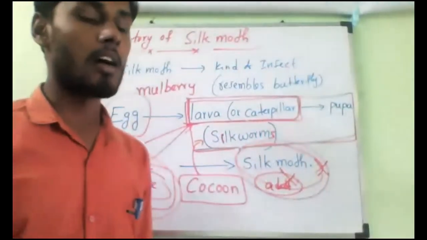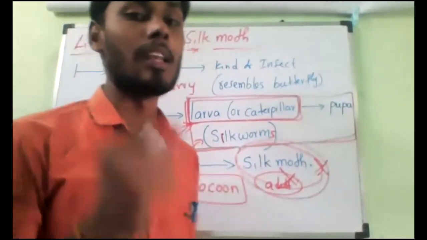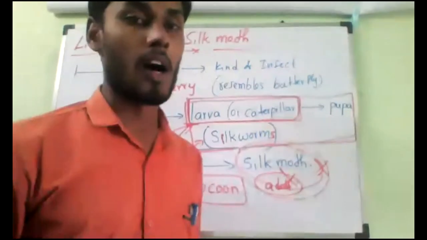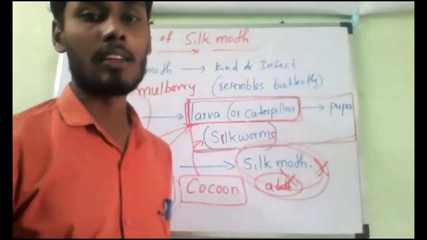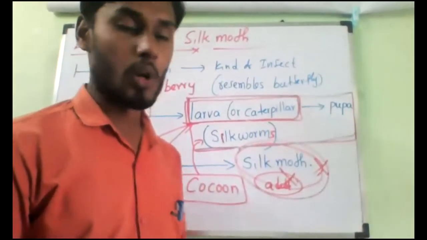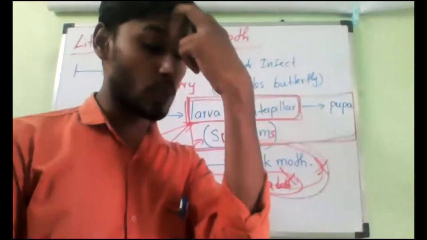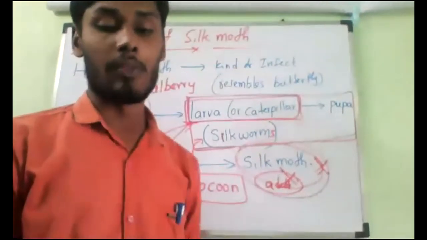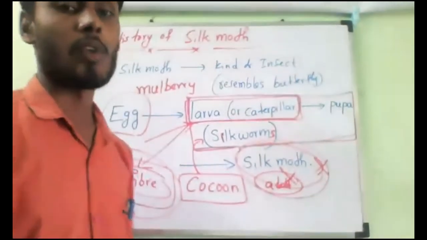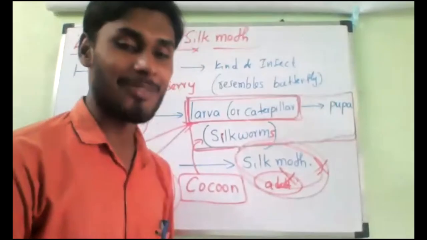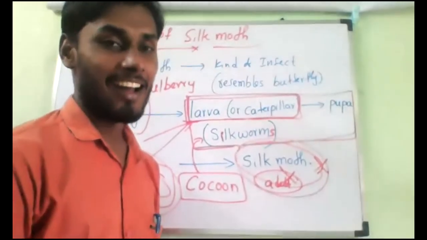Later, the silk is formed in a liquid form in the two glands in the silkworm's head. The silkworm's head has two glands which secrete the liquid. That liquid is what is called silk thread.